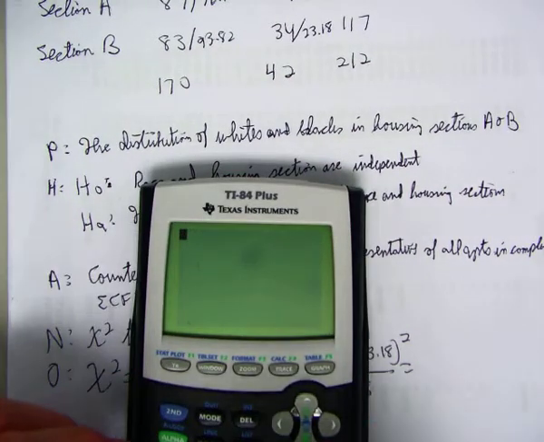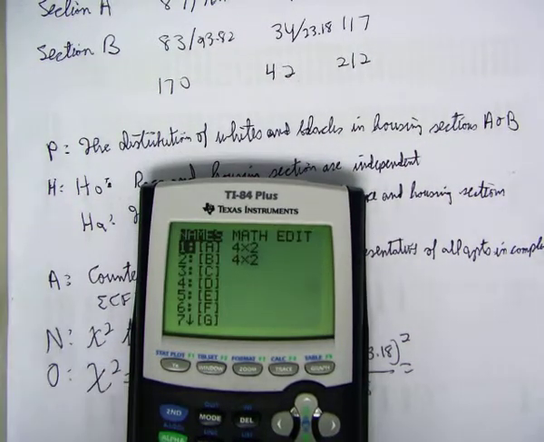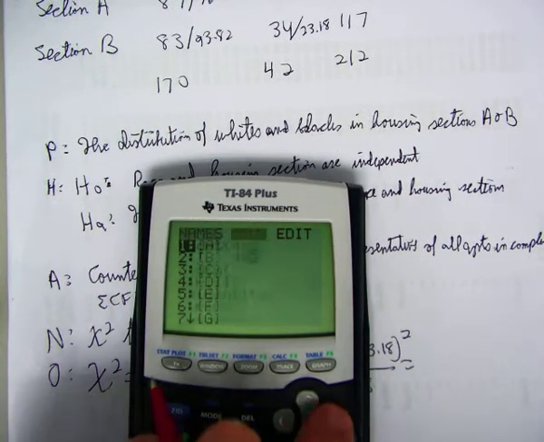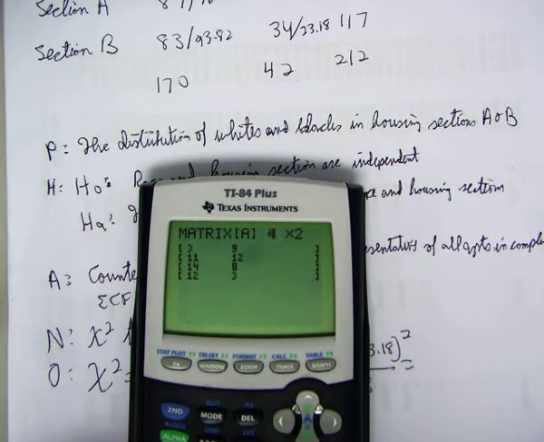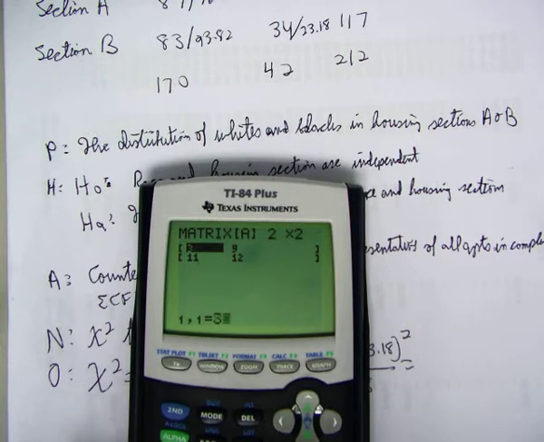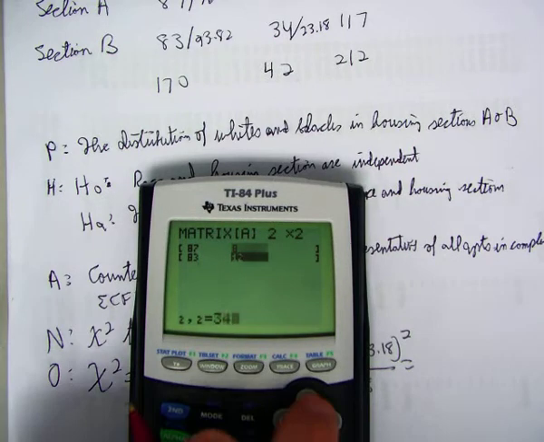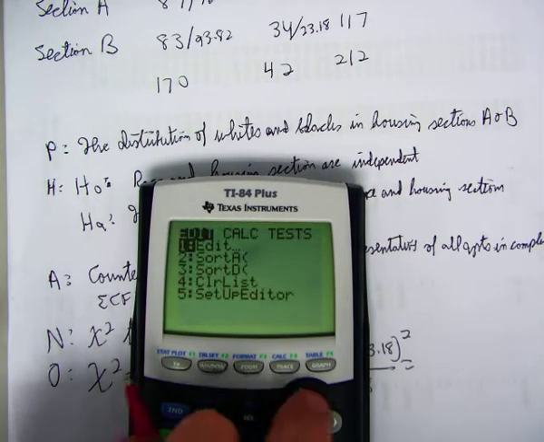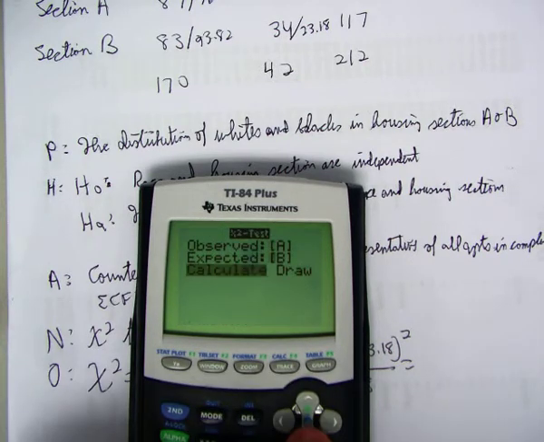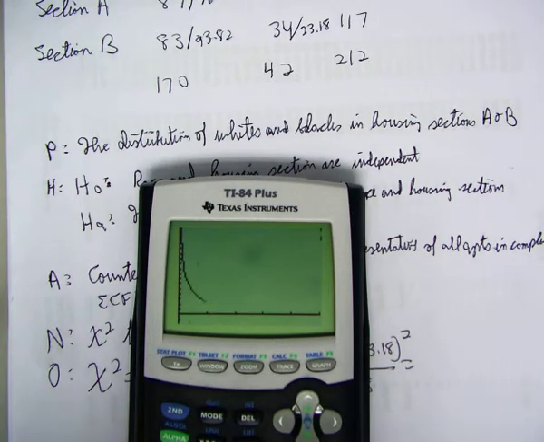Let's go to the calculator. So matrix A, I already got something in there, so let's go in there again. We're going to edit. So we are 2 rows by 2 columns. So we have 87 and 83, that's for white, and for black we have 8 and 34. Got it. Stat test, chi-squared test, and let's draw that up. So that's what that looks like.